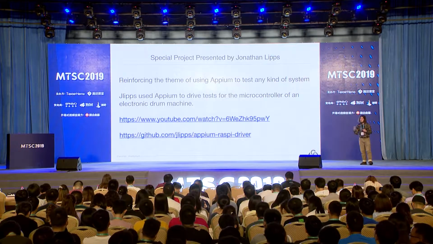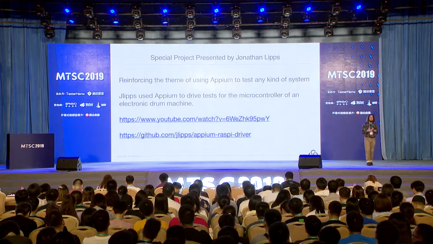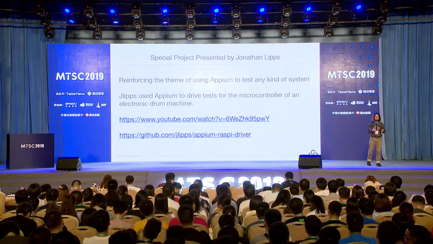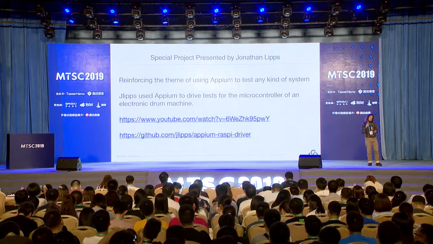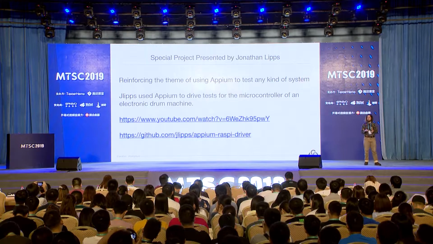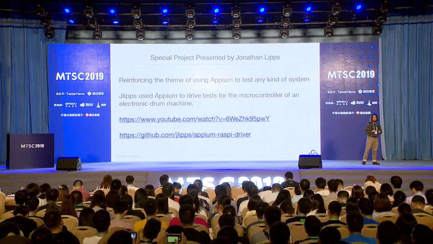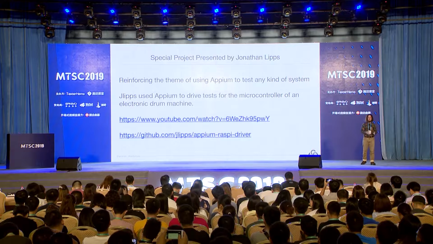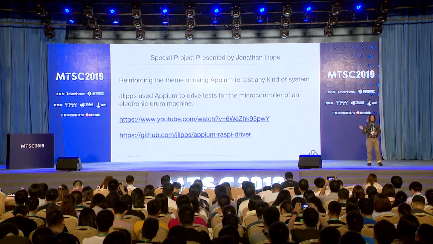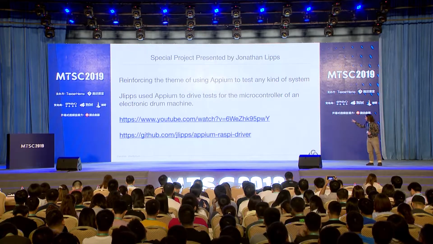Jonathan did a keynote presentation, and he continued his theme of anything should be testable using Appium. Jonathan doesn't want to just test apps with Appium. He doesn't want to just test desktop apps with Appium. He wants to be able to test anything with Appium. So he did a very interesting talk. You can watch the video included there.